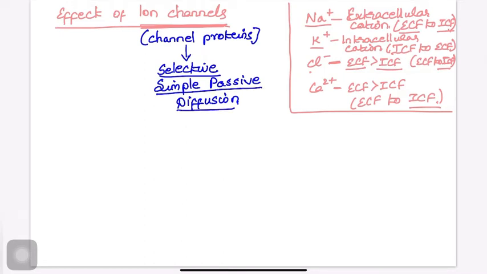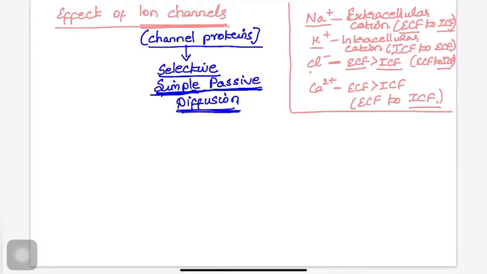So what does simple mean? Simple refers to it does not require any carrier protein. I stress that ion channels are not carrier proteins, they are just channel proteins. What is passive diffusion? Passive diffusion is movement along the concentration gradient. So ion channels are an example of selective, simple, passive diffusion.